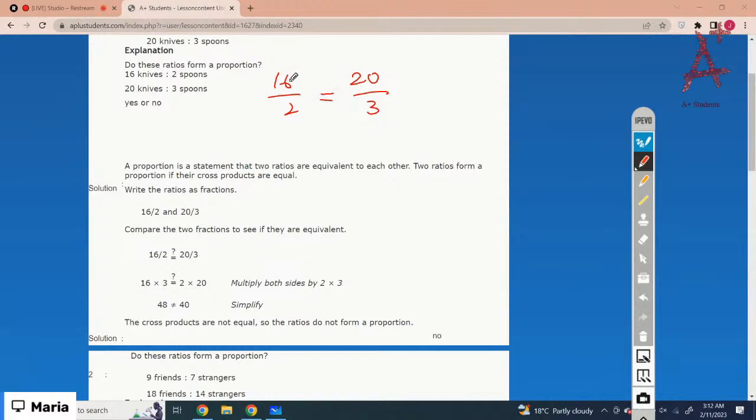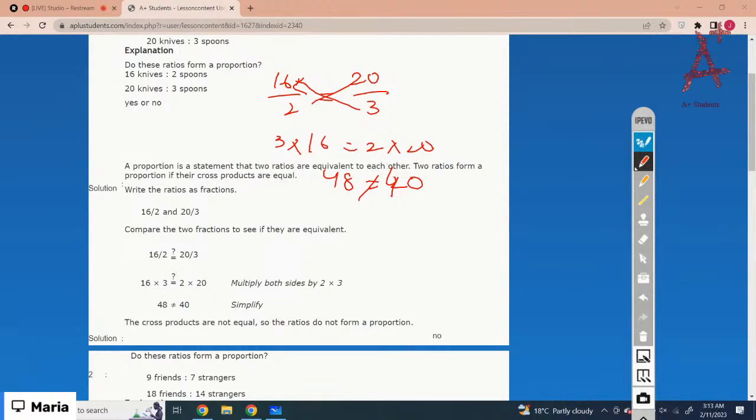Either you can cross multiply them. Multiply 3 times 16 and multiply the other side 2 times 20. 16 times 3 is 48 and 20 times 2 is 40. So 40 and 48 are not equivalent, so that means they don't form any proportion. So the correct option is no.